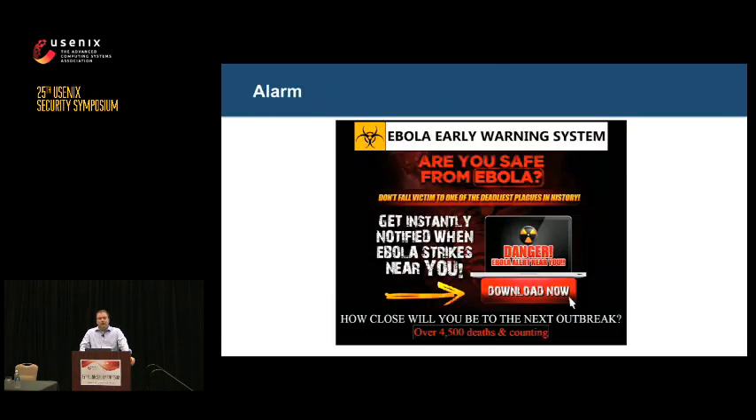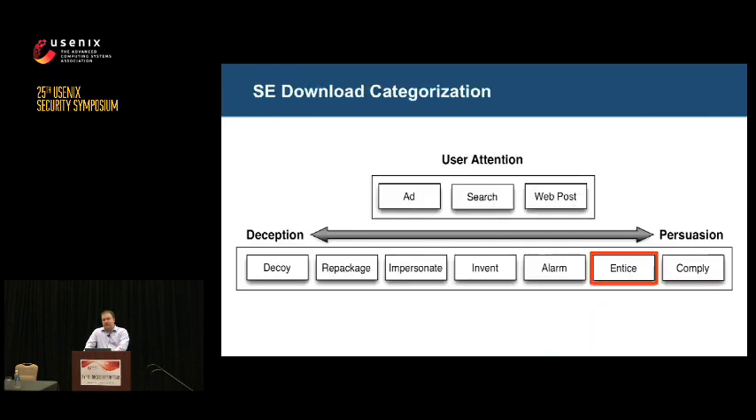Another technique is alarm. Alarm uses the fear of the user to convince them to download and install software. In this case, users browsing the web are shown an advertisement for an Ebola early warning system. It says, "Are you safe from Ebola?" This early warning system says it'll keep you safe by letting you know when other people around you are getting infected. The user's scared of this, so they click on it, download it, and install it, but they don't really get a good detection system from it.